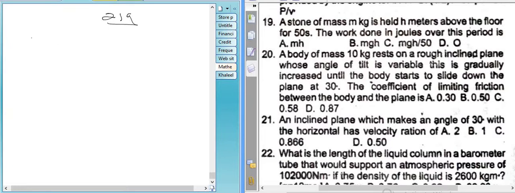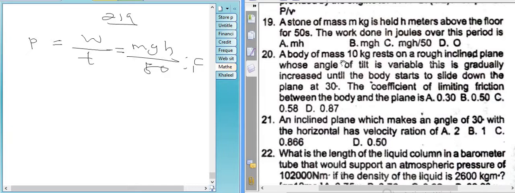So now we know that the power is equal to what? Work done over time. Because they say over this period, it means work, it means power. So now work done is mgh all over time, which is 50. So the correct option here for the question is C, which is mgh over 50.